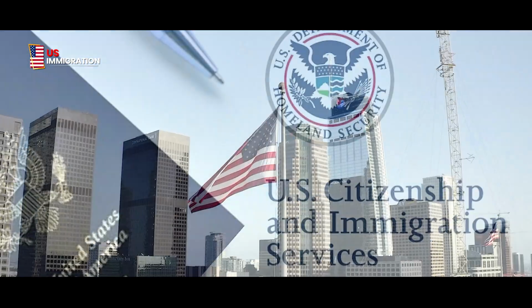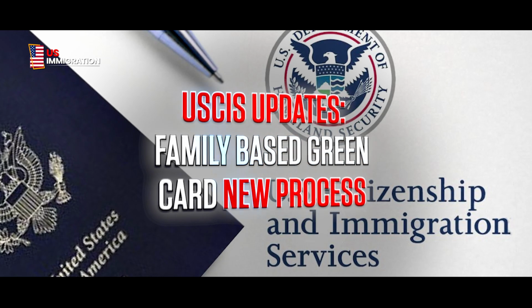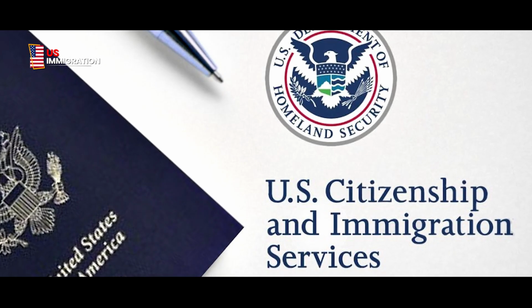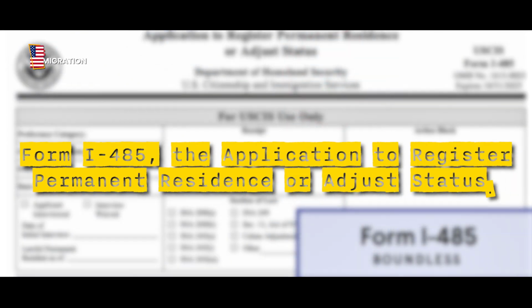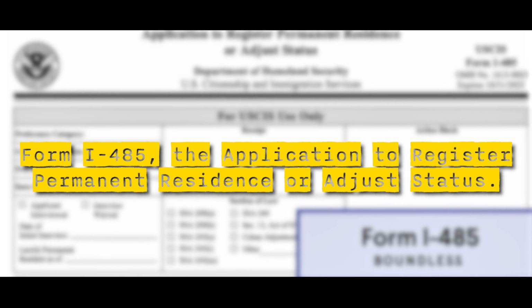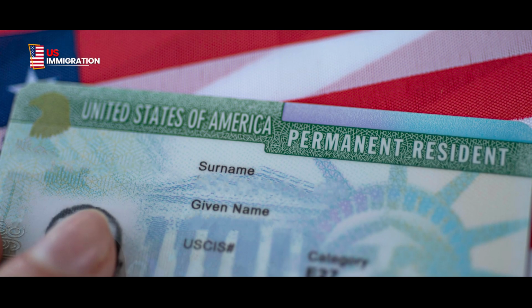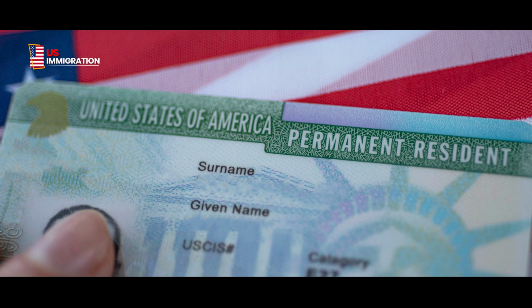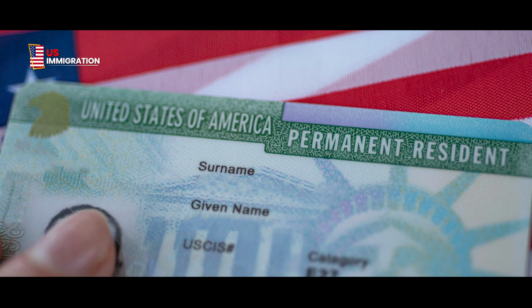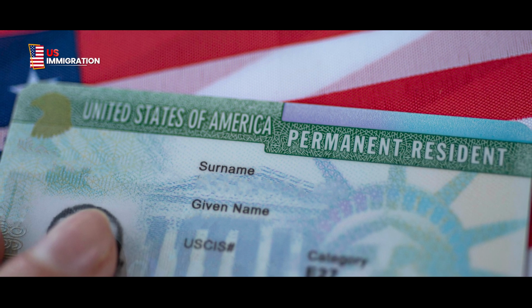In this video we will talk about USCIS updates: the new process for the family-based green card. Welcome to our video on Form I-485, the application to register permanent residence or adjust status. This form is essential for those seeking to obtain a green card in the United States. We'll cover the key points you need to know, including eligibility, required documents, and the filing process. Let's get started on your journey to permanent residency.